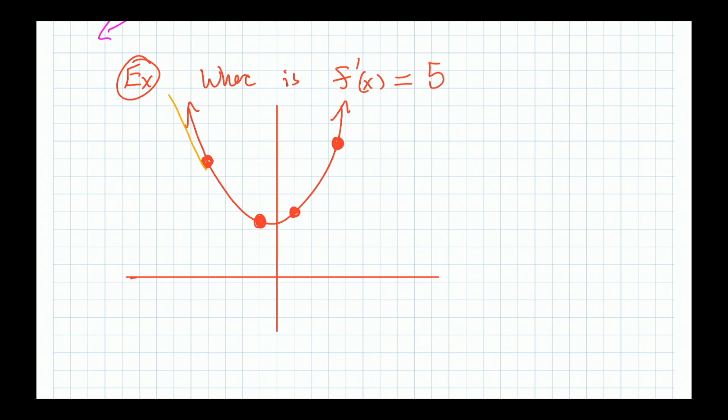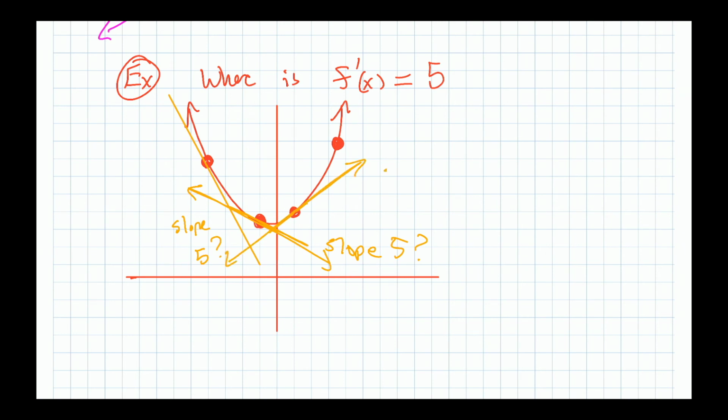So let's say I draw a line right here. There's a tangent line. Is the slope 5? It's not, right? That's a negative slope. Could not possibly be 5. Okay? So what about the next one? What if I draw a tangent line right here? Is the slope 5? No, right? That's still a negative slope. Could not possibly be right.